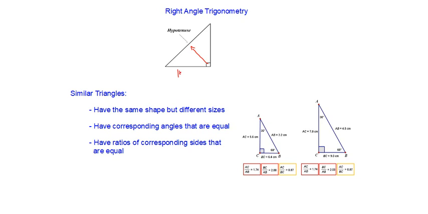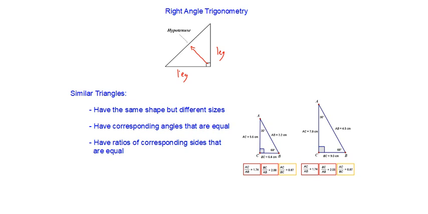Let's try that again. Legs. There we go, legs. So there would be a leg, and here's a leg. Might call one the longer leg and the other one the shorter leg. Generally speaking, it doesn't really matter, but the important part here is the hypotenuse.